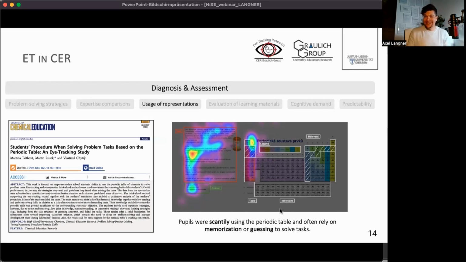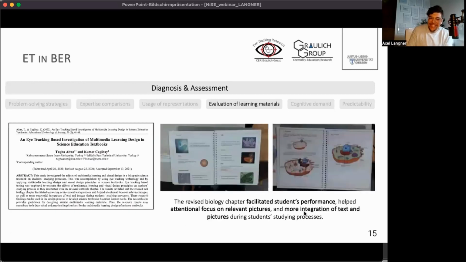So as a teacher, we would say, okay, hey, they solved it. They know how to use the periodic table. But eye tracking data showed no, they did not. They were just guessing. So that's kind of funny and also some kind of result. And another one is from biology education, where they revised a book chapter and used design principles. For example, here they integrated text into the picture, and then they eye tracked participants while they were learning with this, and it showed that the attentional focus was more on the relevant pictures in the revised version of the chapter, and this leads to better students' performance.